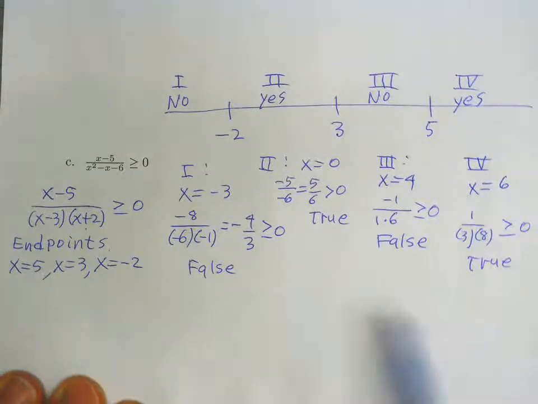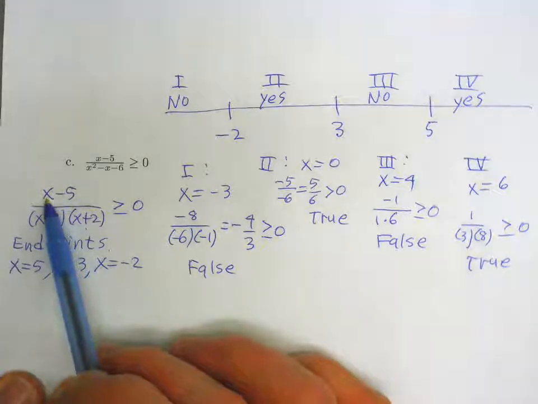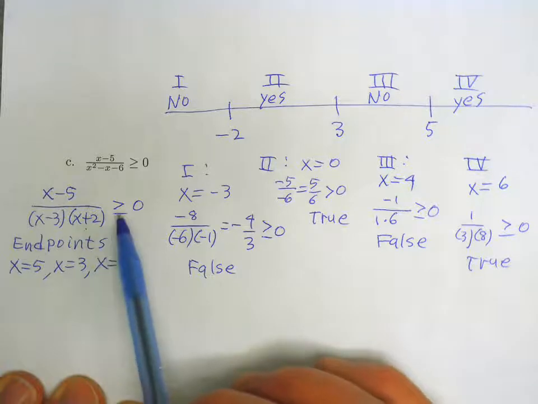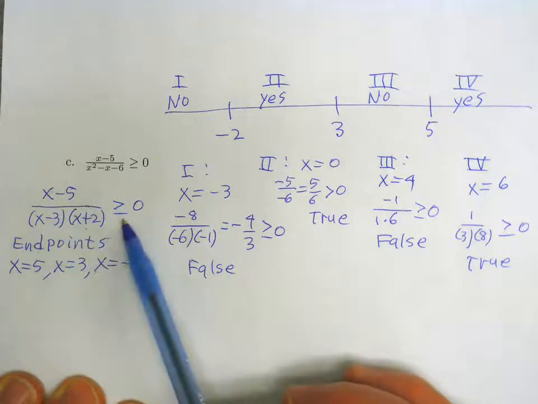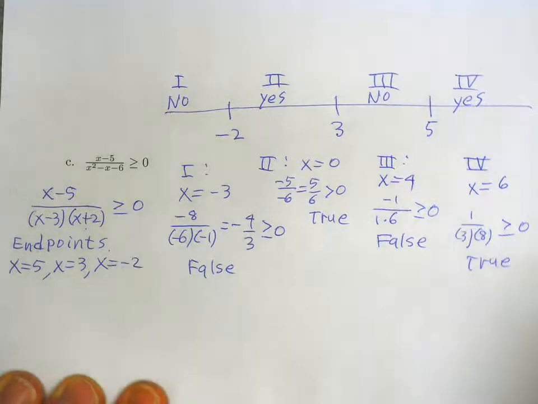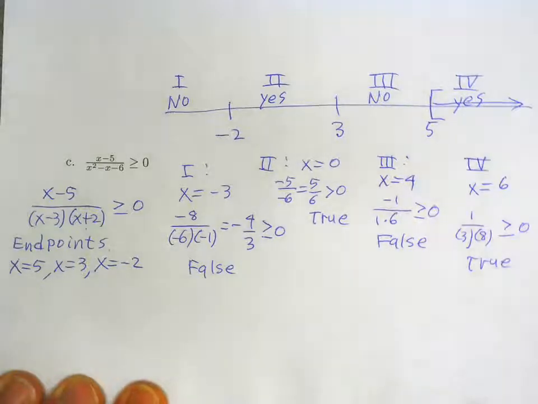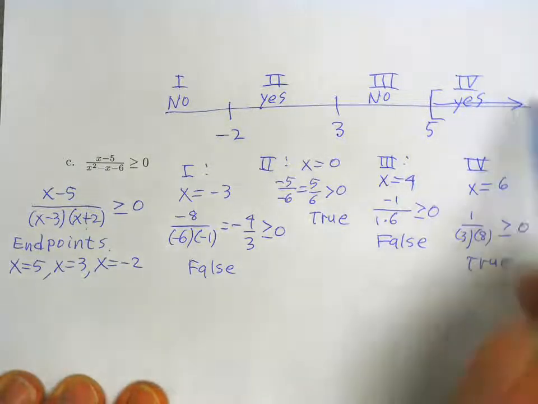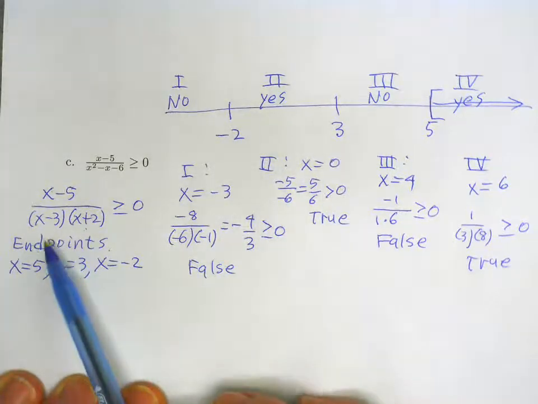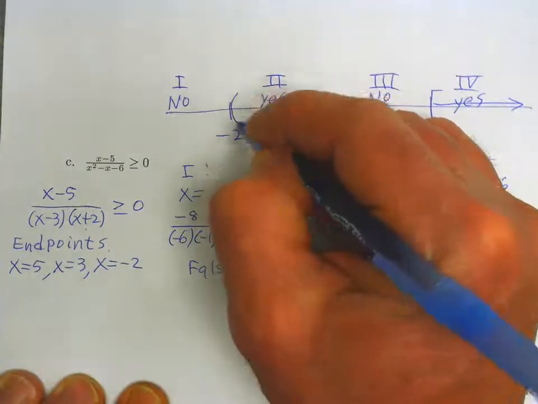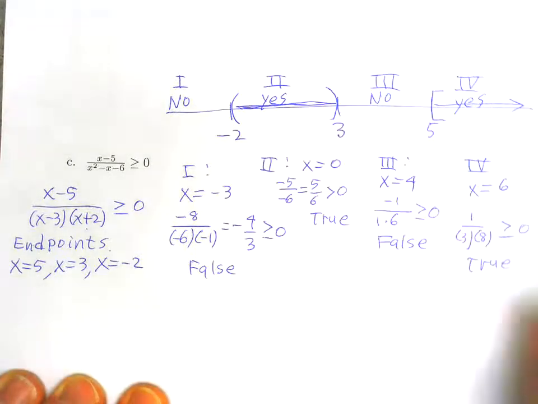And we include the endpoint that comes from the numerator. We include 5 because 5 makes the left-hand side 0, and 0 greater than or equal to 0 is true. So we put a bracket at 5 and shade to the right graphically. And then we exclude the endpoints that come from the denominator in every case. So we use parentheses at 2 and 3 and shade everything in between.